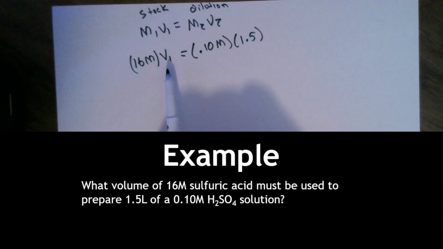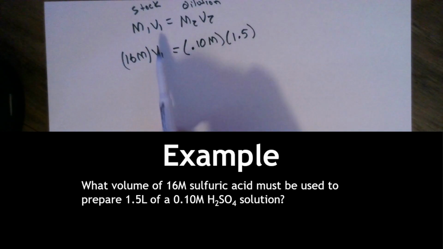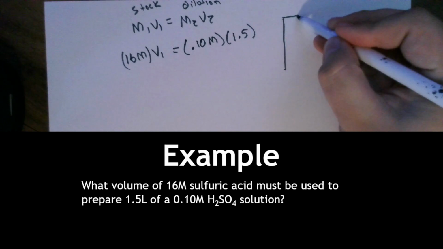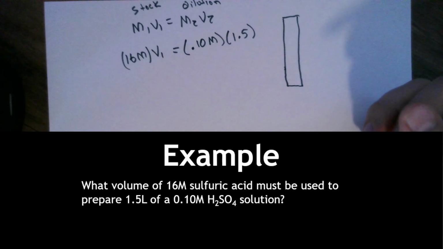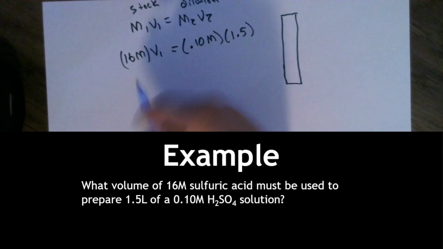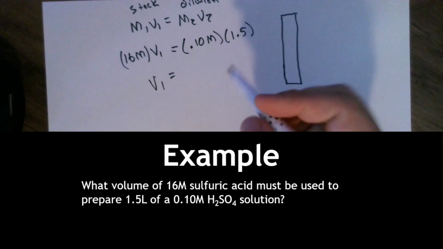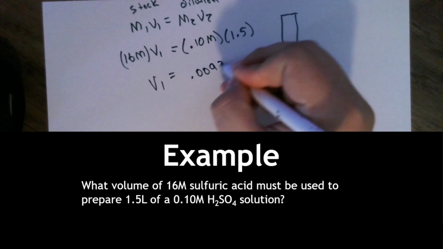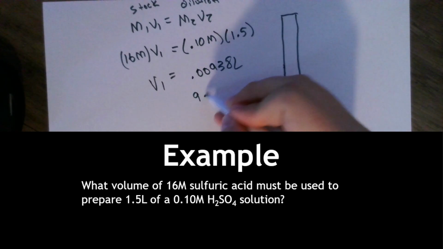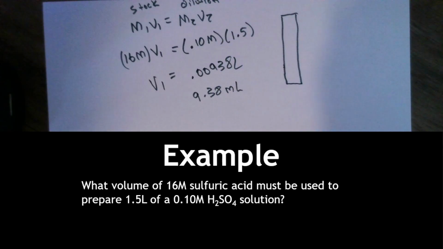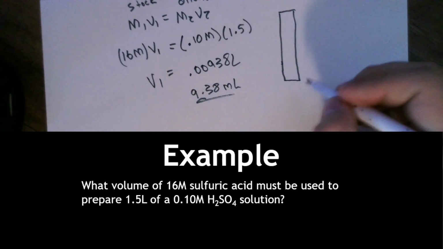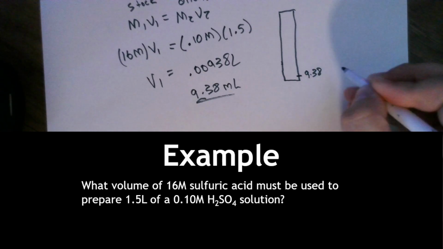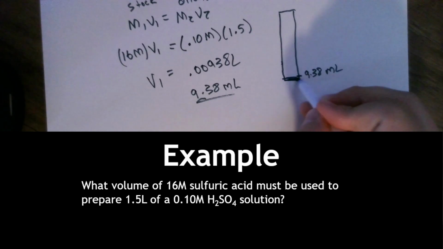So I'm going to solve for V1. Basically what that's saying is, how much of my stock solution do I need to add to water to make 1.5 total liters? Okay. So let's go ahead and solve the math here. Multiply this together, divide by 16. Should be a nice small number. I get 0.00938 liters, which I could also write as 9.38 milliliters. That's how much stock solution I need. I'm going to take 9.38 milliliters of it, add it to my graduated cylinder, whatever else I'm measuring with.